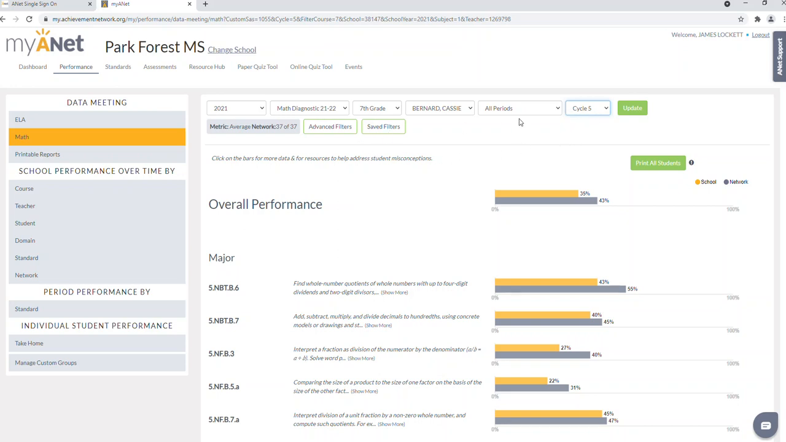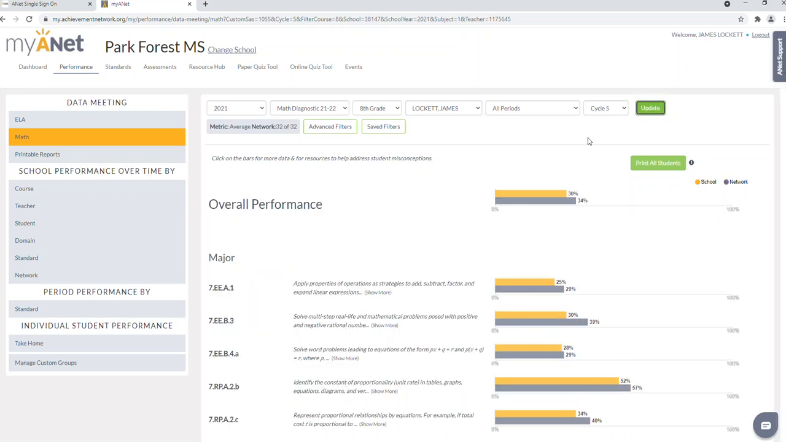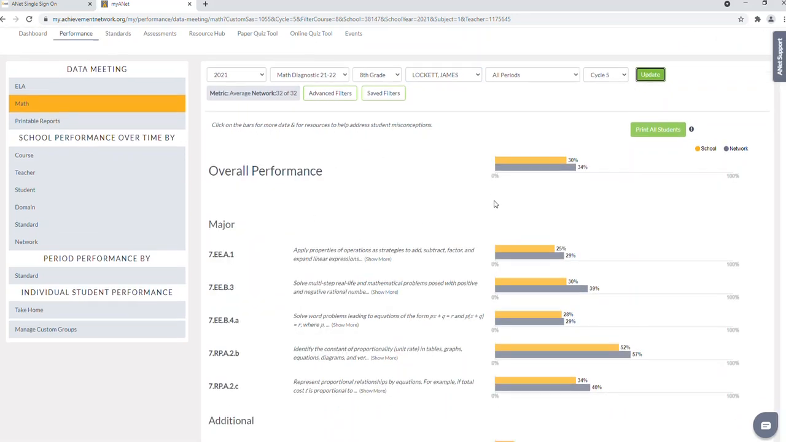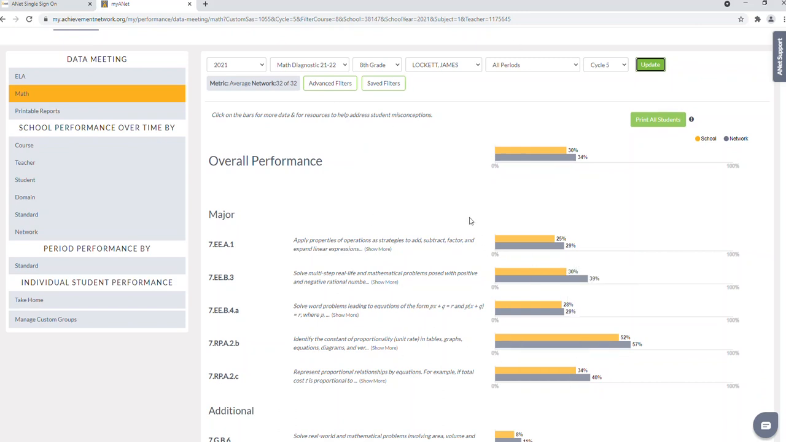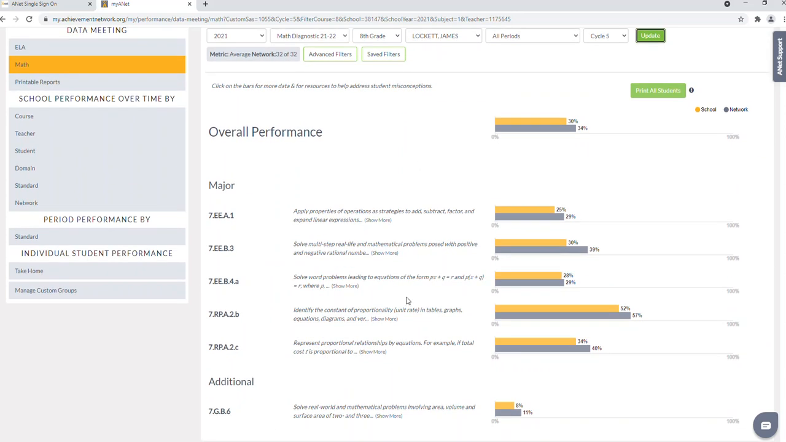All right, now I'm going to go back to 8th grade and then Mr. Lockett, and then you're going to click update. Now when I click update, notice that this changes right here. So this is 8th grade. In that 8th grade diagnostic test, these were the standards from 7th grade that were assessed on that diagnostic. So 7EEA1, 7EEB3, and the description is located here.